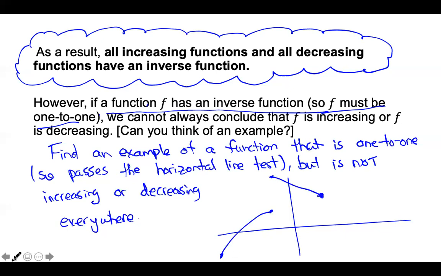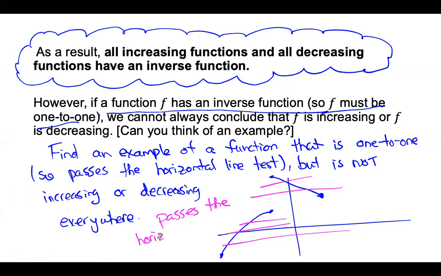Well, as you can see, this does pass that horizontal line test, check mark, right? So this passes the horizontal line test. So it is 1-to-1, but it doesn't increase or decrease everywhere. So this is just a counter example.